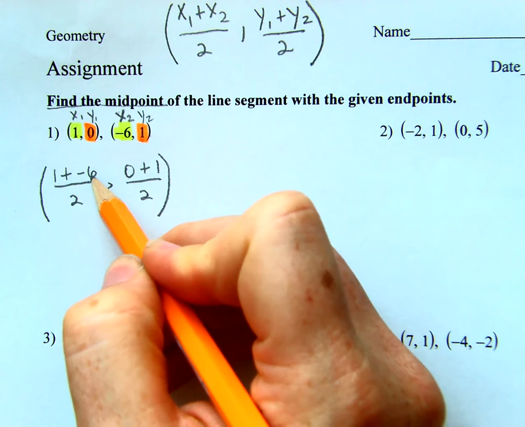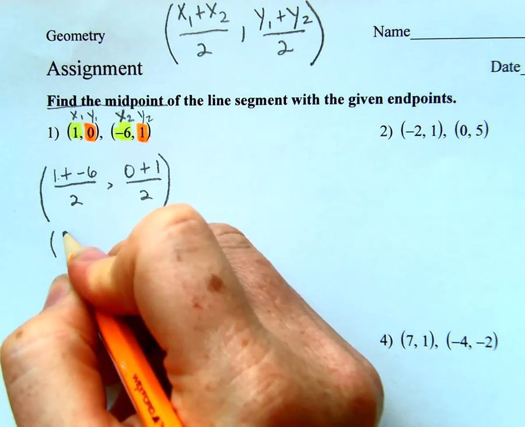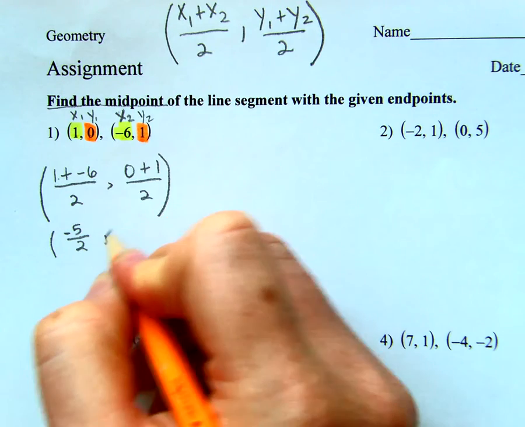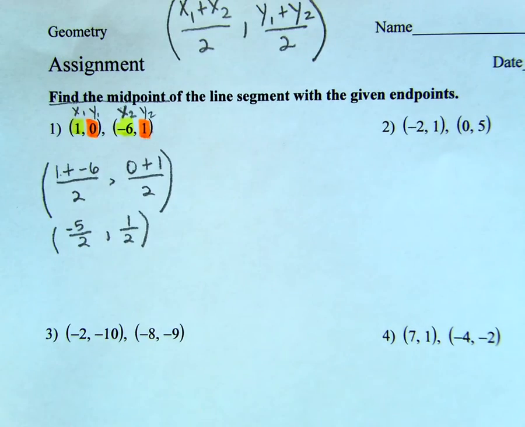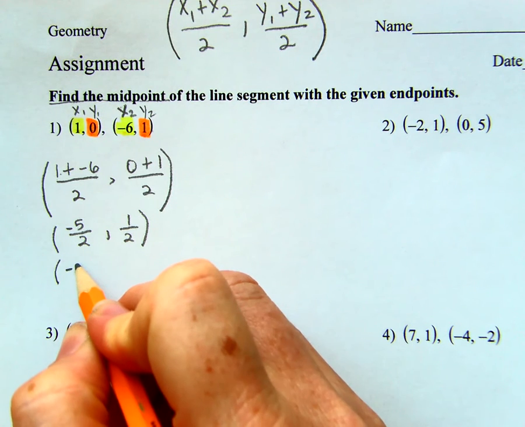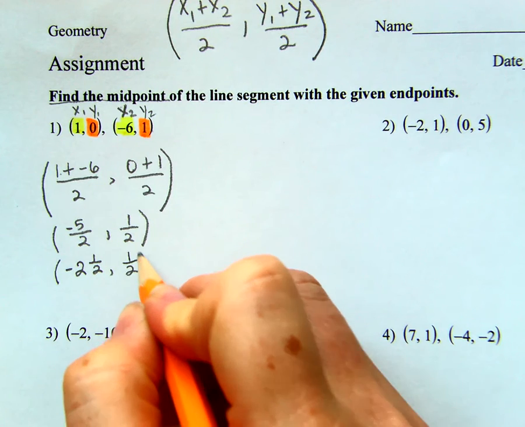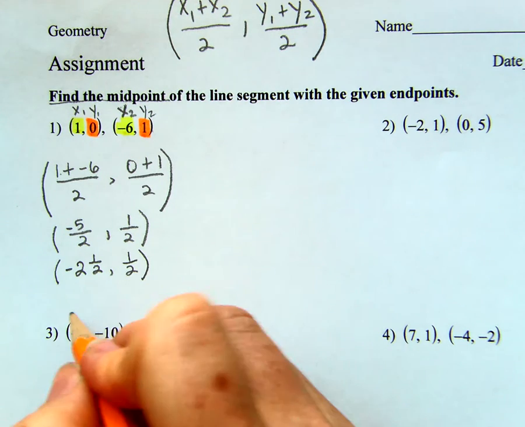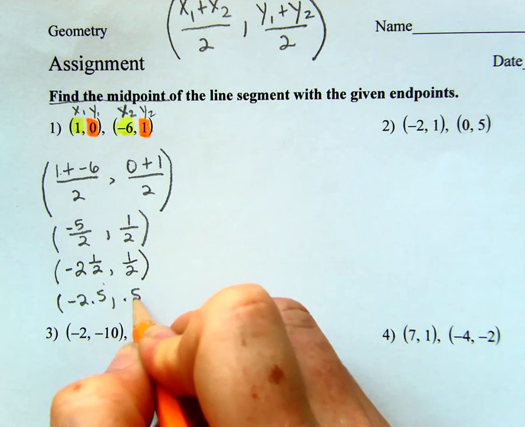So 1 plus negative 6 is negative 5, and 0 plus 1 is 1, right? And you can actually leave it in fractions like this. I'm perfectly fine with that. You can go to mixed numbers. So if I were to go to mixed numbers, I would say 2 goes into 5 2 times with 1 left over. So this would be negative 2 and 1/2, and 1/2. Or you can go to decimals if that's your preference. So that would be negative 2.5 and 0.5, right?